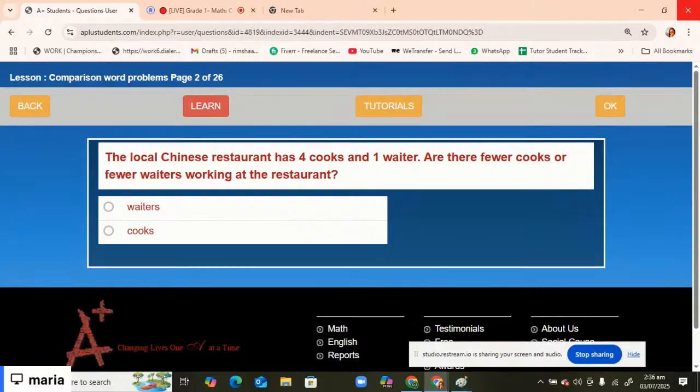Fewer number. Cooks are 4 and waiters are 1. Cooks are 4 and waiter is only 1. So which one is the fewer? 4 or 1? Waiter or cooks? Check it out again. We write down the fewer number, not the greater number.